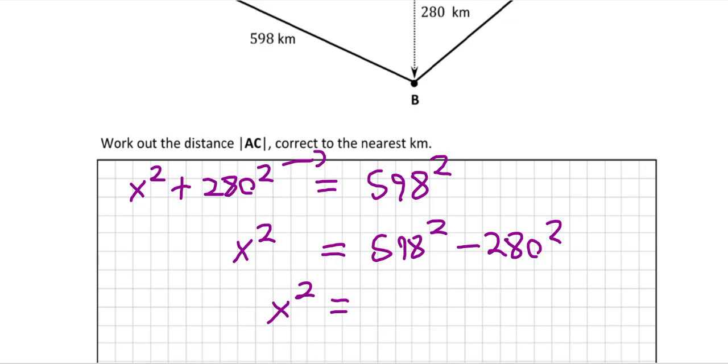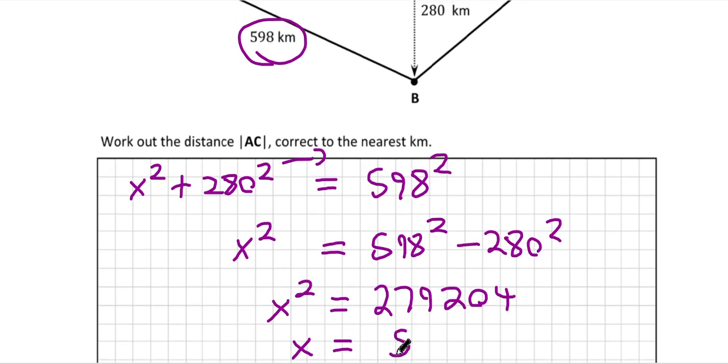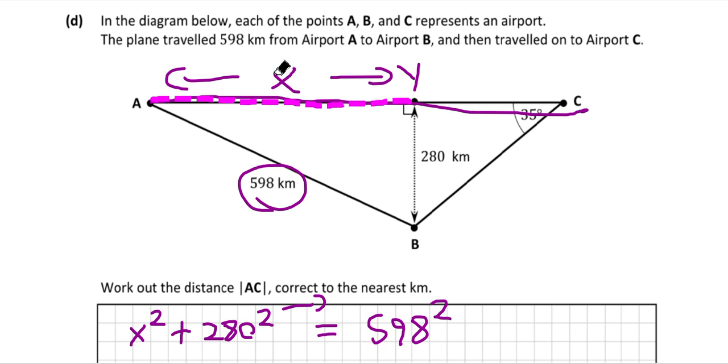Square root it. Can the answer be bigger than 598? No. What do you get when you square root it? 528.3? Okay. Lads, 10 more seconds of your time. 528.3.